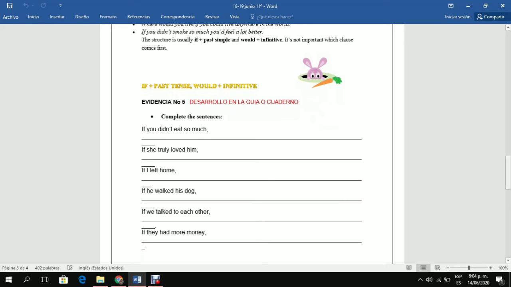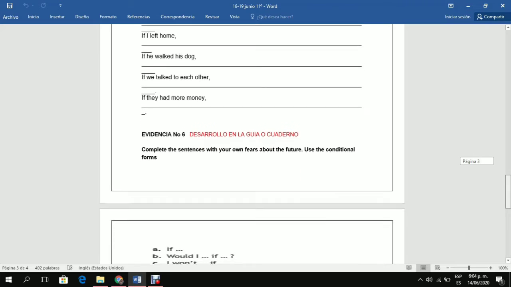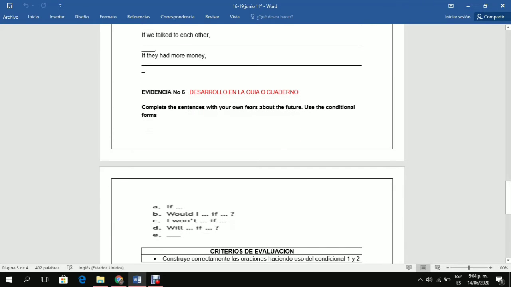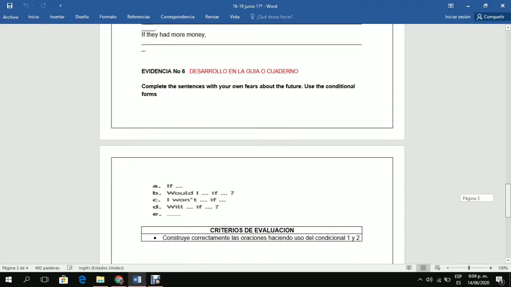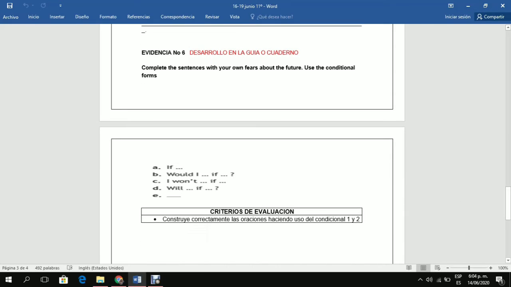And finally, you will find evidence number 6. Complete the five sentences, but with your own opinion, your own fears, and use the first and second conditionals. It's important for the topic evaluations, and you use the first and second conditionals for this evidence, number 6.